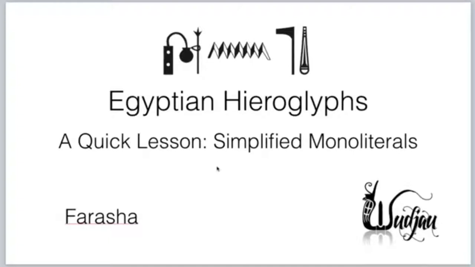All right, and you are going to be my demonstrator to point out the simplified monoliterals. So what does monoliterals stand for? One, like consonant. Yes, one letter, like a consonant. So mono means what? One, there you go. Monoliterals are single consonantal glyphs that represent single consonants. So she's going to help me out today.